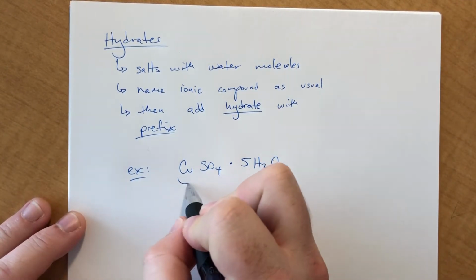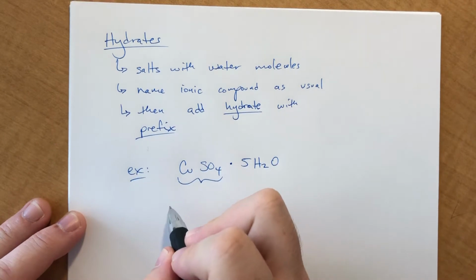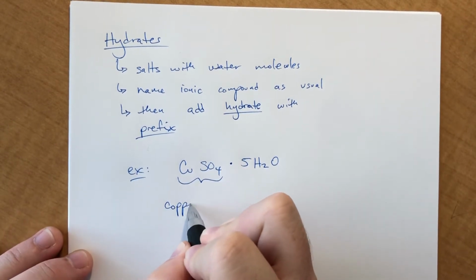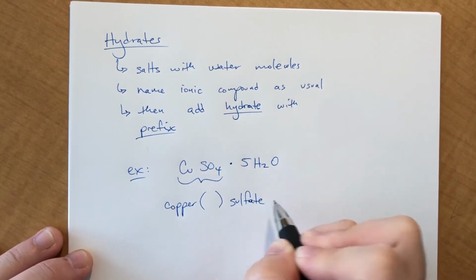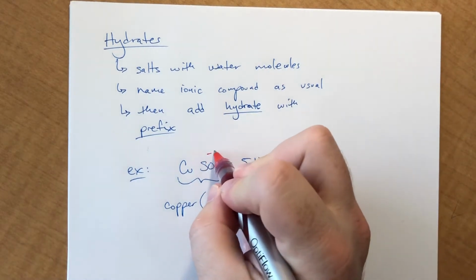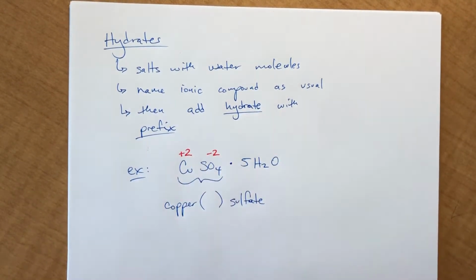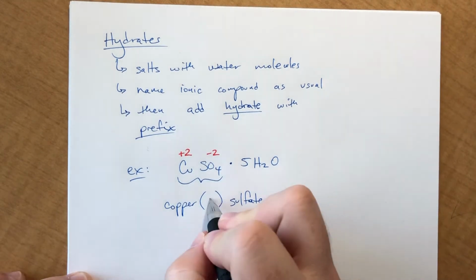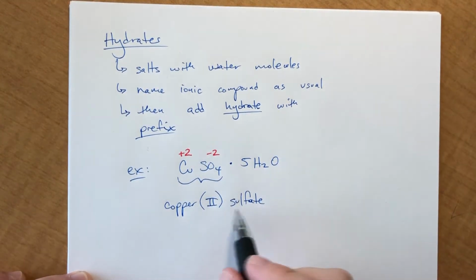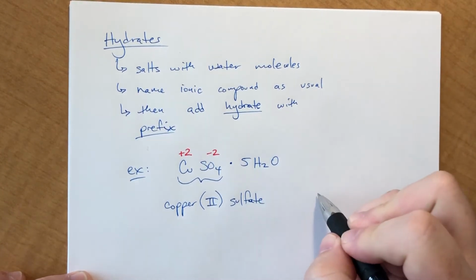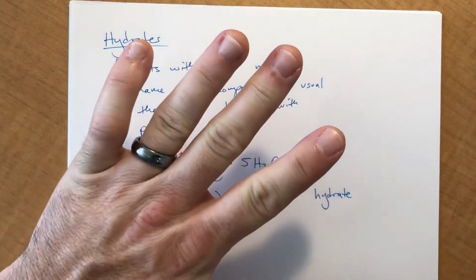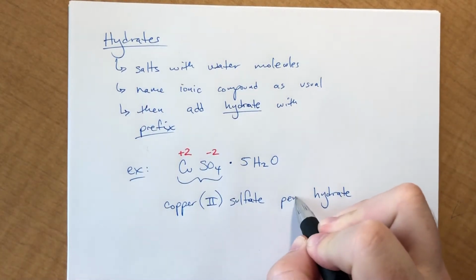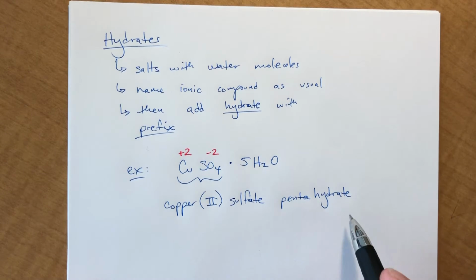So what we would do is we would name this part like normal, which is what I just said to do. So this is copper. It's going to need a Roman numeral, and then SO4 is sulfate. Sulfate has a -2 charge, and there is 1 copper to cancel it out, so its charge is +2. So this is copper 2 sulfate. You'll notice that these waters did nothing to affect this. This is exactly how we named it before. To name this, it's the word hydrate with a prefix. I'll show you the prefixes in just a second. The prefix for 5 is penta. So this is copper 2 sulfate pentahydrate.